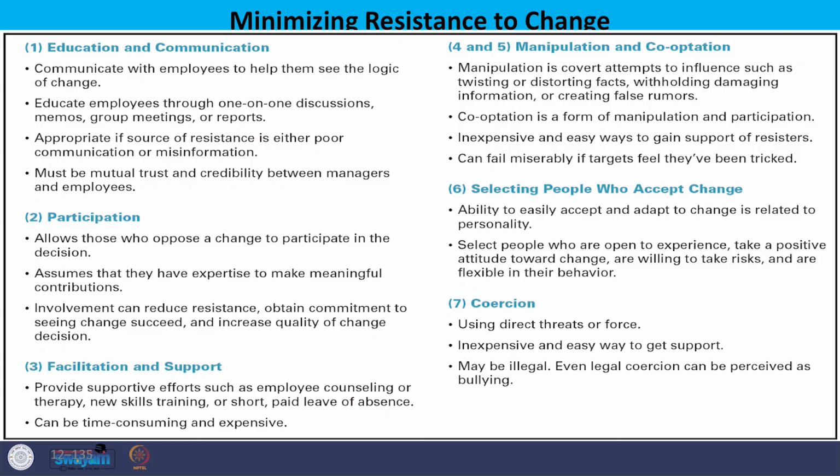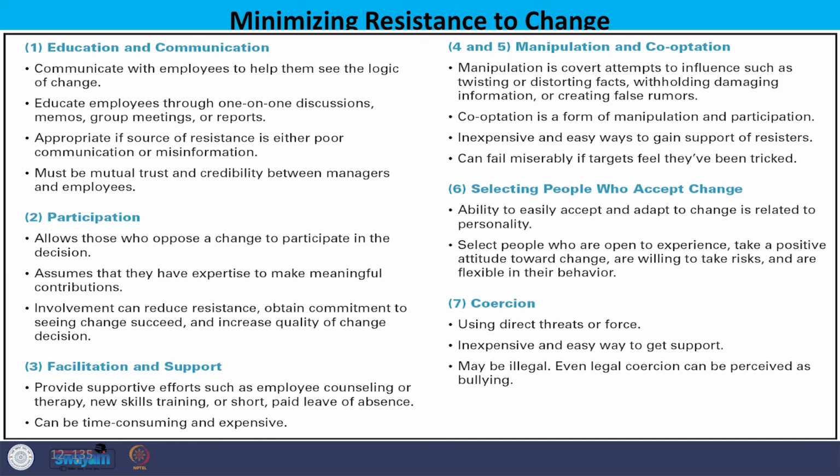So, the renaming, re-christening, or the manipulated way the information was placed before the employees really changed the scenario, and management got a win-win. Management launched the VRS offer successfully with a win-win approach. So, cooptation is a form of manipulation and participation. It is an inexpensive and easy way to gain the support of resistors, but can fail miserably if targets feel they have been tricked. So, it is also to be taken care of that the targets do not feel cheated or tricked.